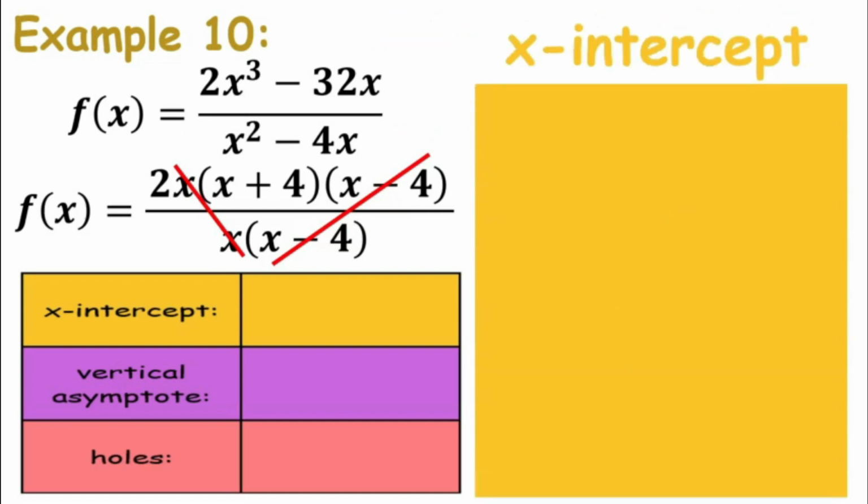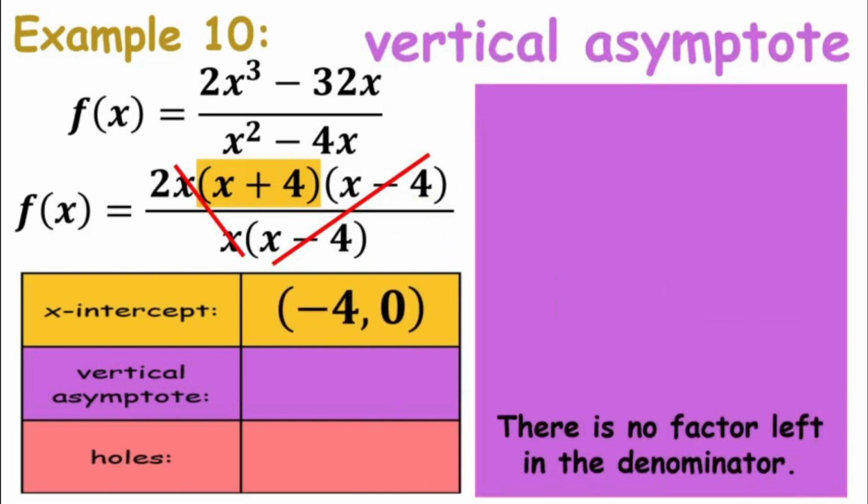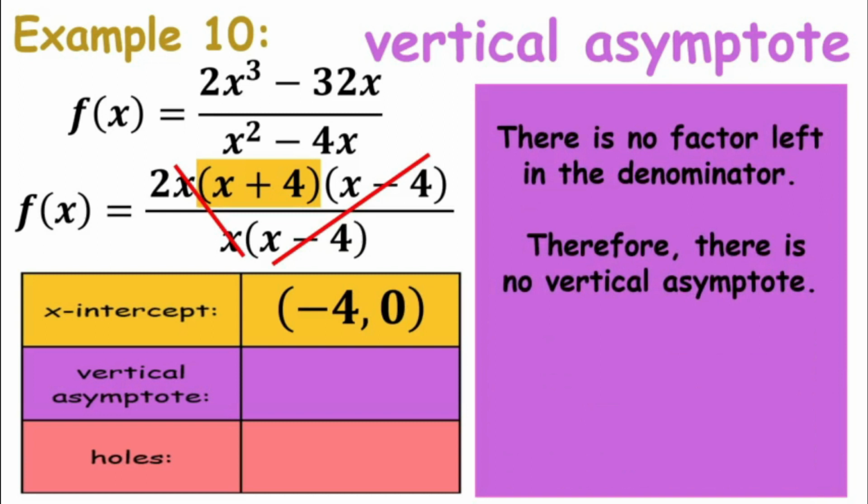For the x-intercept, we have x plus 4 is equal to 0. Transpose positive 4, we have x is equal to negative 4. The x-intercept is (negative 4, 0). For the vertical asymptote, since there is no factor left in the denominator, therefore the graph has no vertical asymptote.